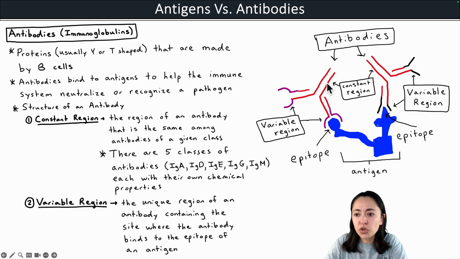So these two antibodies that I have pictured here have the same constant region, so they're going to be part of the same class. However, they have a different variable region, which means that they would each bind to a different epitope of an antigen.